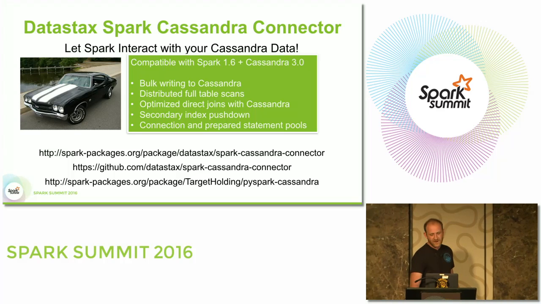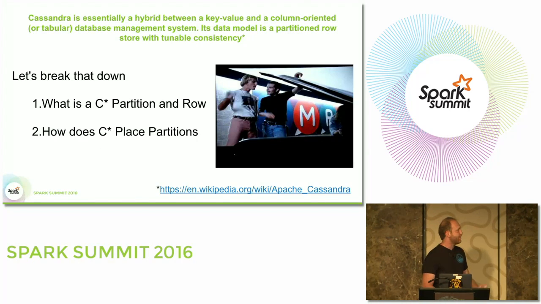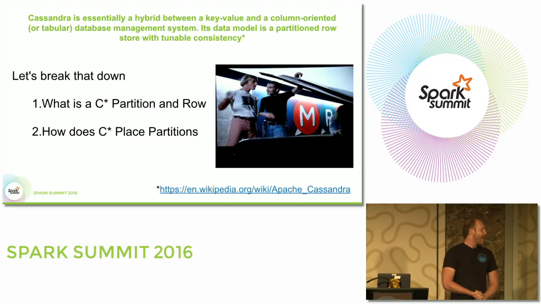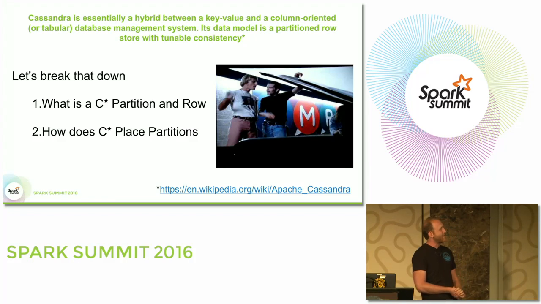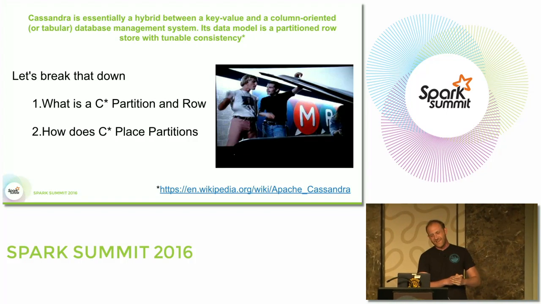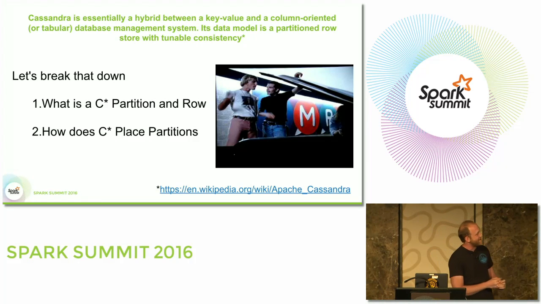Since this is a Spark Summit, I decided I was going to talk about Cassandra first. This is the explanation of what Cassandra is according to Wikipedia: it is a hybrid between a key value and column-oriented or tabular database management system, with a data model that is a partitioned row store with tunable consistency.